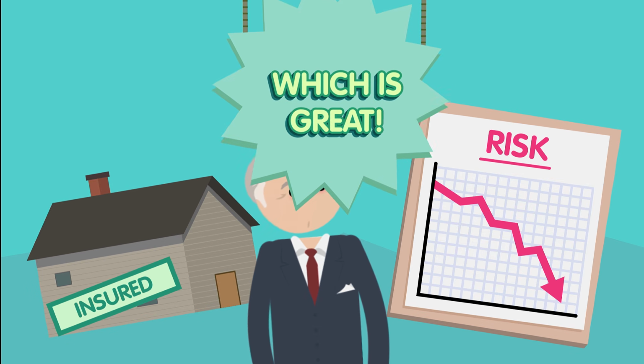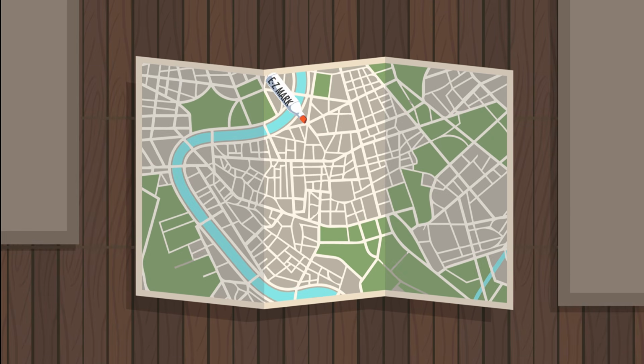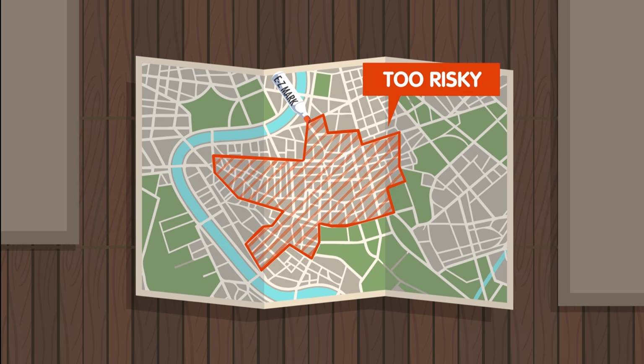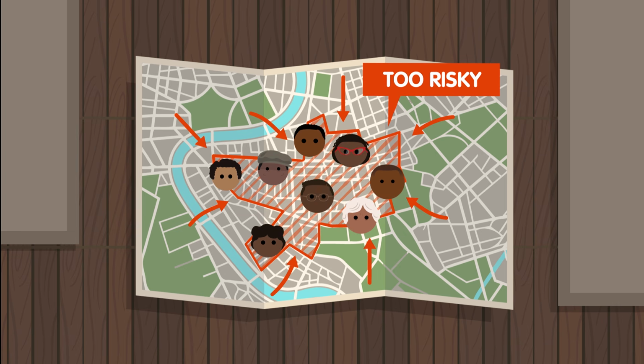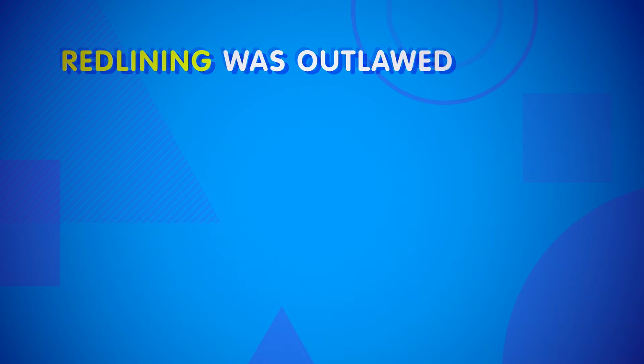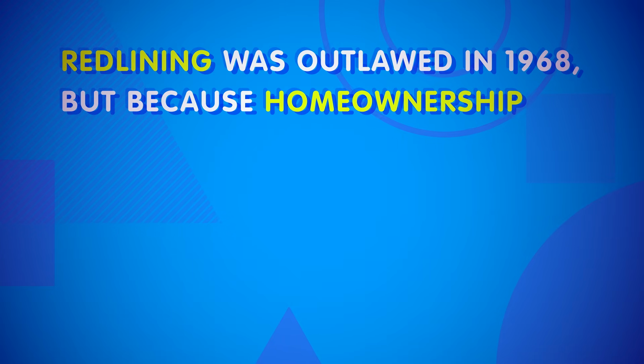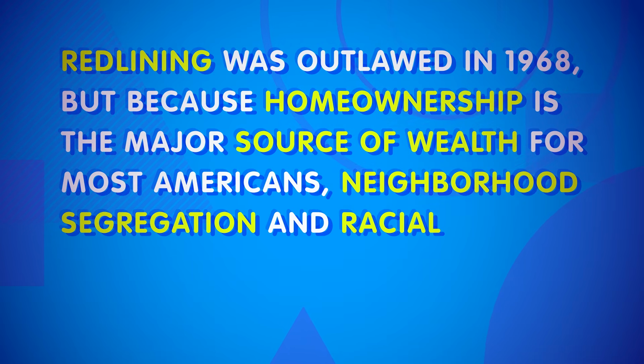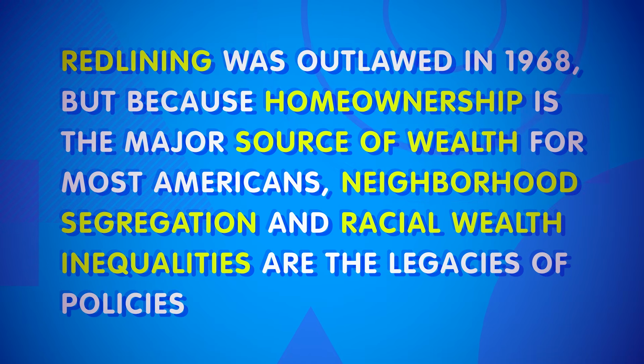Which is great, except they didn't make it easier for all Americans. The big banks that issued the loans engaged in a practice called redlining, in which they'd literally draw a red line on a map around neighborhoods that they deemed too risky to invest in. If your house fell within that red line, the banks wouldn't give you a loan. And the neighborhoods that got redlined were the ones where minorities, particularly black families, lived. Redlining was outlawed in 1968, but because homeownership is the major source of wealth for most Americans, neighborhood segregation and racial wealth inequalities are the legacies of policies like redlining.